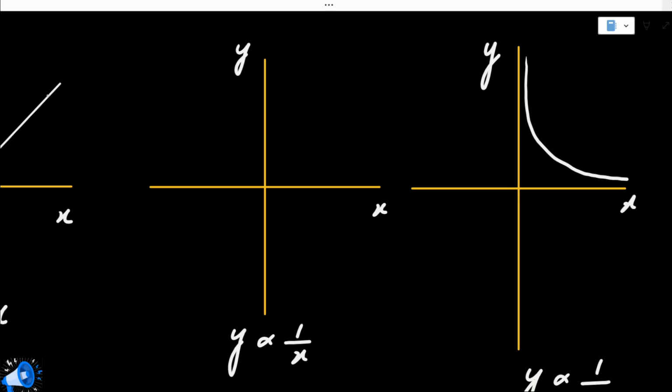So for example, the product of xy here, the product of xy here, product of xy here, product of xy here would be same.